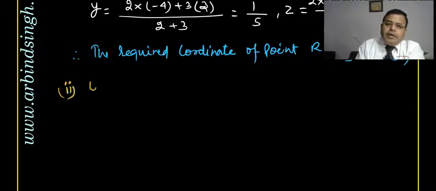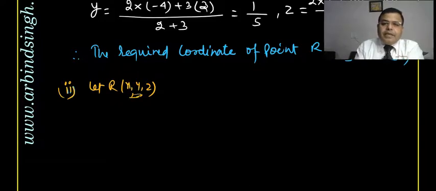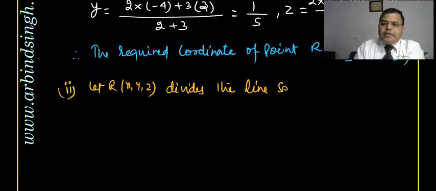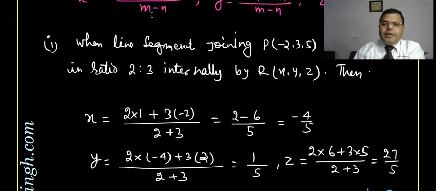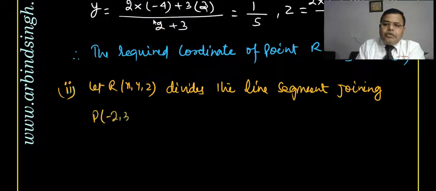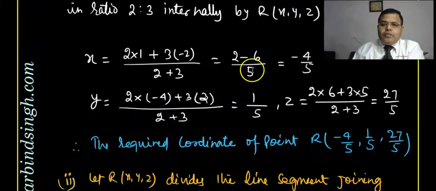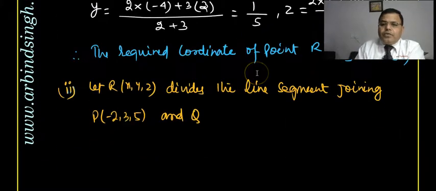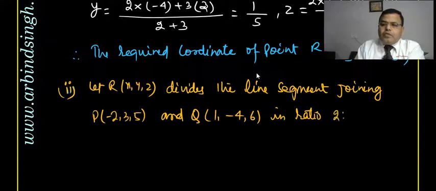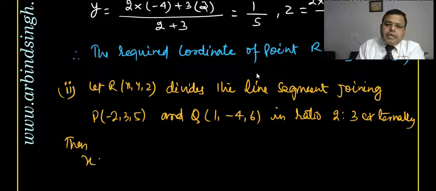Now the second part of the question is like this. Let R(x, y, z) divide the line segment joining P(-2, 3, 5) and Q(1, -4, 6) in ratio 2 is to 3 externally, then x is equal to what?